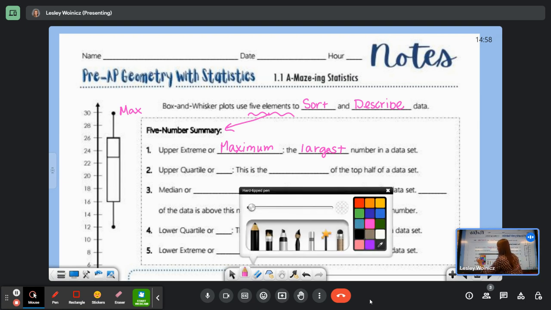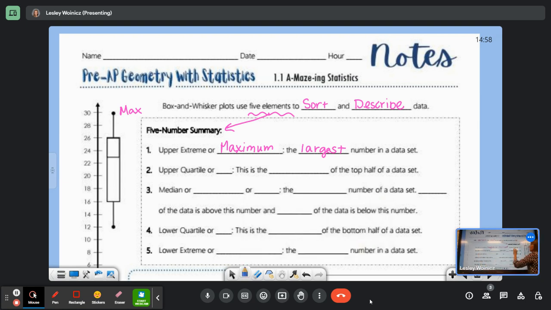Okay, the next is the upper quartile. That's UQ or the quartile 3, third quartile. This is the middle of the top half of the data set. And we actually found this by finding the median of the top half yesterday. We did that by hand, right? Okay, so here's Q3.